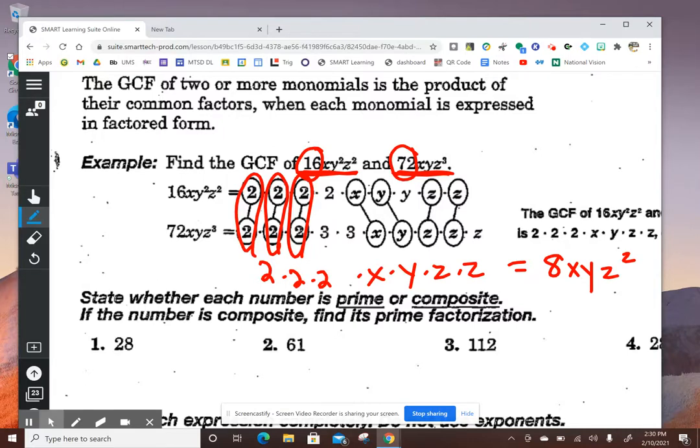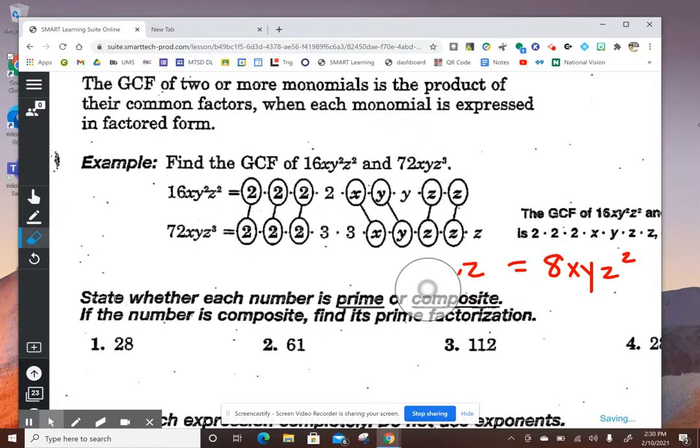Now notice when you're getting the GCF of variables, it is always the lowest degree of each variable. So in other words, x and x, it's only x to the first. This is y squared, but this is only a y. So you take the lowest degree, which is y. This is z squared, this is z cubed, so you take the lowest degree, which is z squared. So for variables, you always take the lowest exponent.